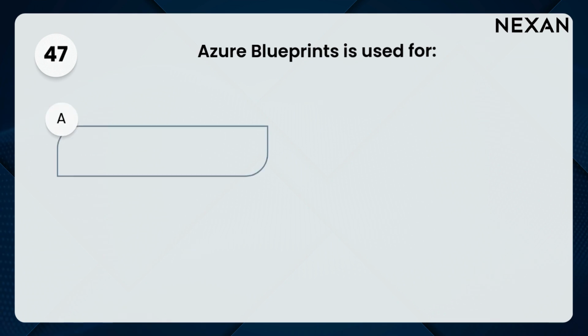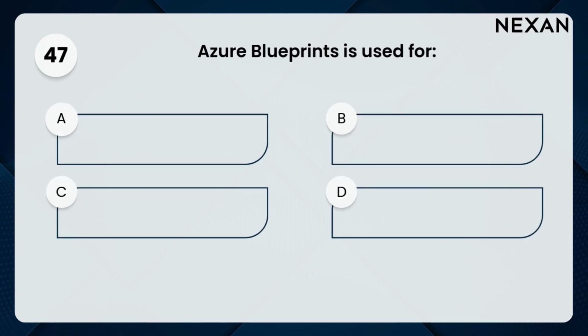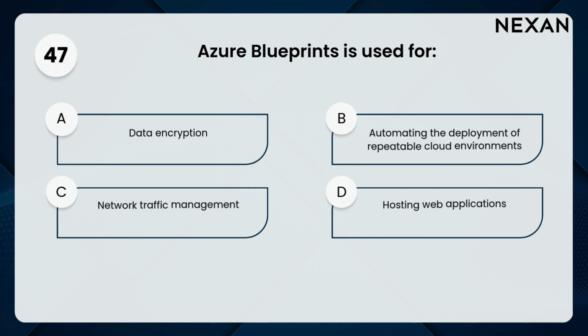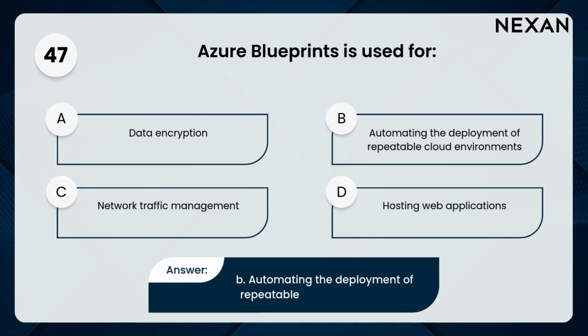47. Azure Blueprints is used for A. Data encryption. B. Automating the deployment of repeatable cloud environments. C. Network traffic management. D. Hosting web applications. Answer. B. Automating the deployment of repeatable cloud environments.